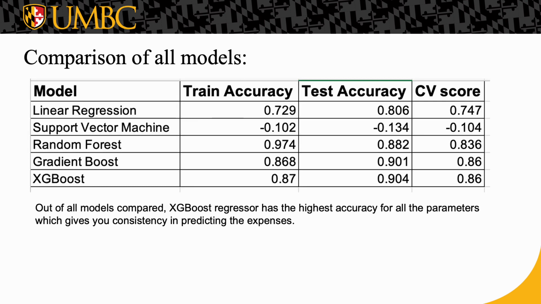I have created a table for all the regression models that I have used, like the train accuracy, test accuracy, and CV scores. So out of all these models, I think XGB regressor has the highest accuracy for all the parameters, which gives you consistency in predicting the expenses in future.